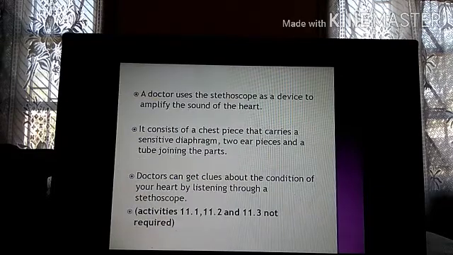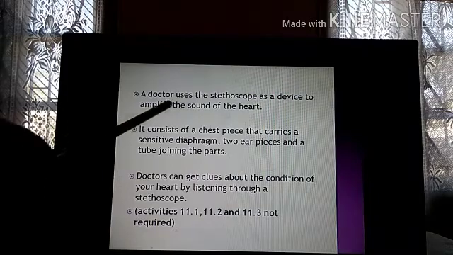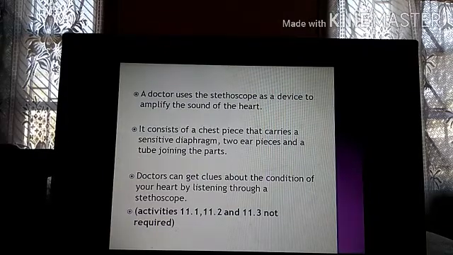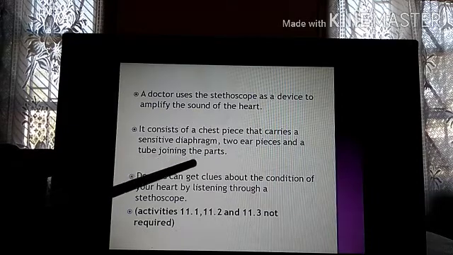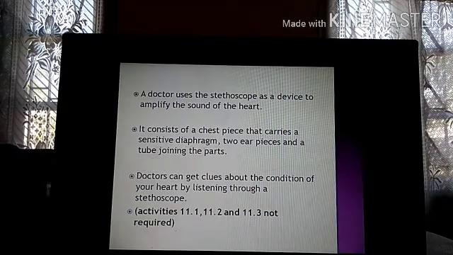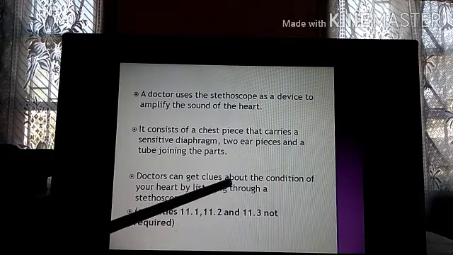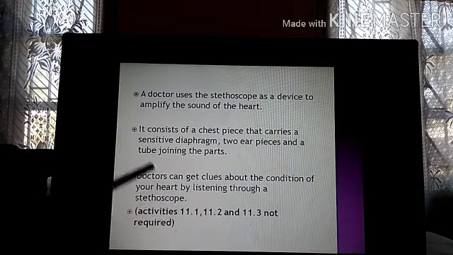So the doctor uses the stethoscope as a device to amplify the sound of the heart. Amplify means increase the sound of the heart. The stethoscope actually increases the sound of the heart, so you can hear it louder. It consists of a chest piece that carries a sensitive diaphragm, 2 earpieces and a tube joining the parts. I will show you the diagram. Doctors can get clues about the condition of your heart by listening through a stethoscope.